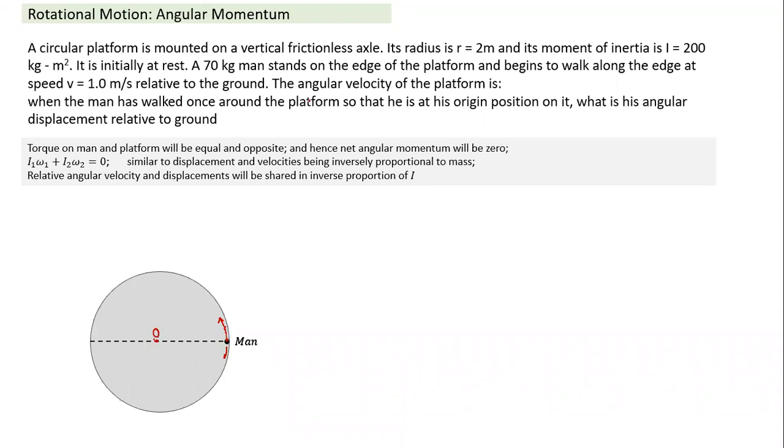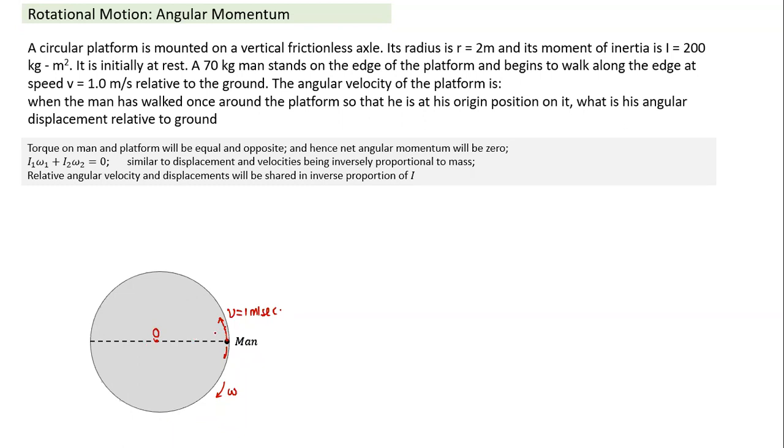So a circular platform is mounted on a vertical frictionless axle. Radius and moment of inertia are given. If this man starts walking with a velocity of 1 meter per second, what is the angular velocity of the platform? The platform also will start rotating with angular velocity omega. If I take the man and platform together as a system, since the external torque is zero, angular momentum remains conserved.